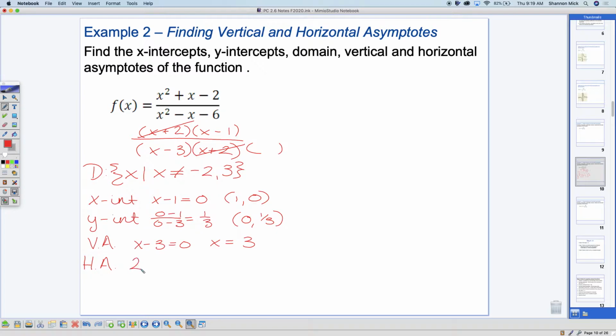So 2 and 2. So what's their inequality? Equal. And when they're equal, what do I do? You compare them. The ratio of the leading coefficients. So I have 1 and 1, right? So I get 1.